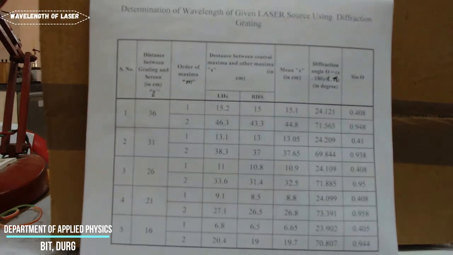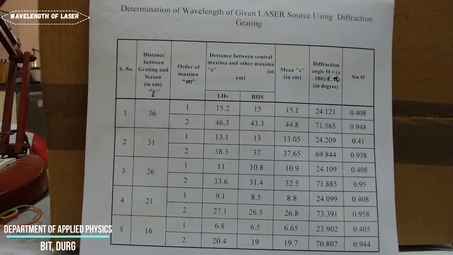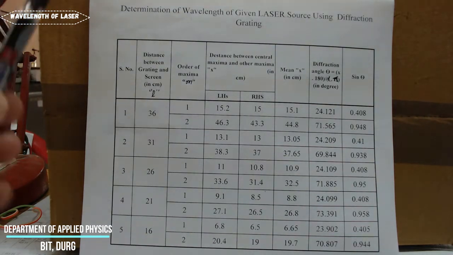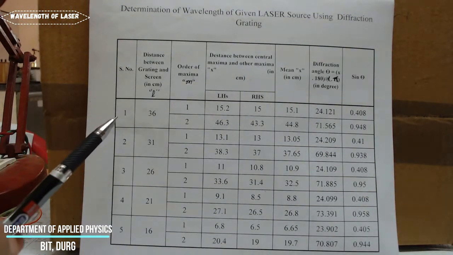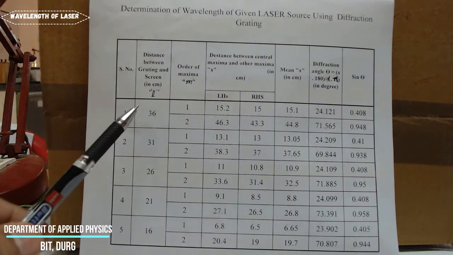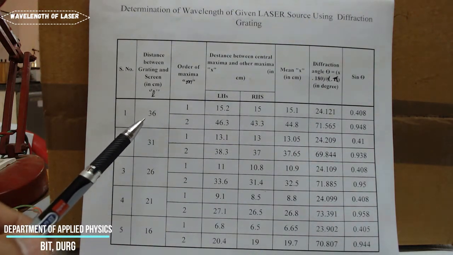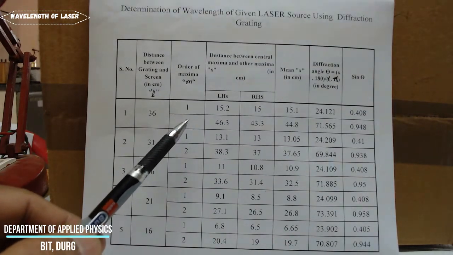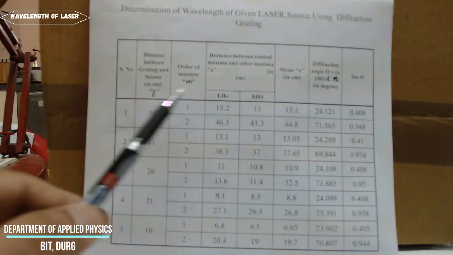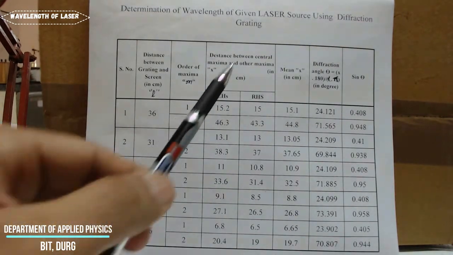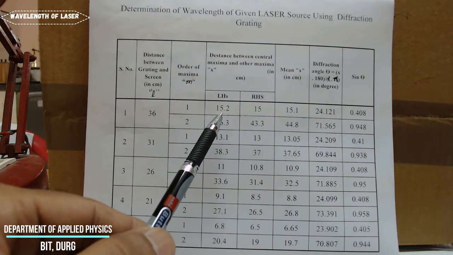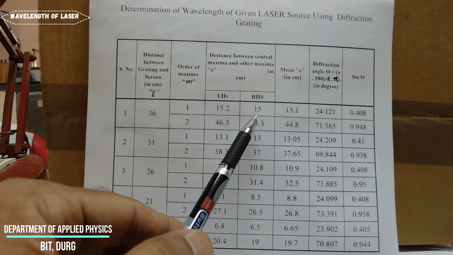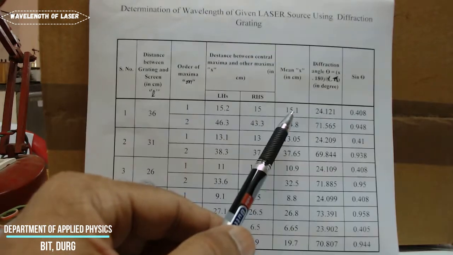Here you can see the readings taken for the experiment on the wavelength of the laser source using a diffraction grating. You can see 5 readings have been taken. For the first reading, the distance between the grating and the screen was set to 36 centimeter. We have taken the first and second order maxima on the left hand side and right hand side. The first order maxima on the left hand side was 15.2 centimeter, and on the right hand side it was 15 centimeter. The mean of these two is 15.1 centimeter.